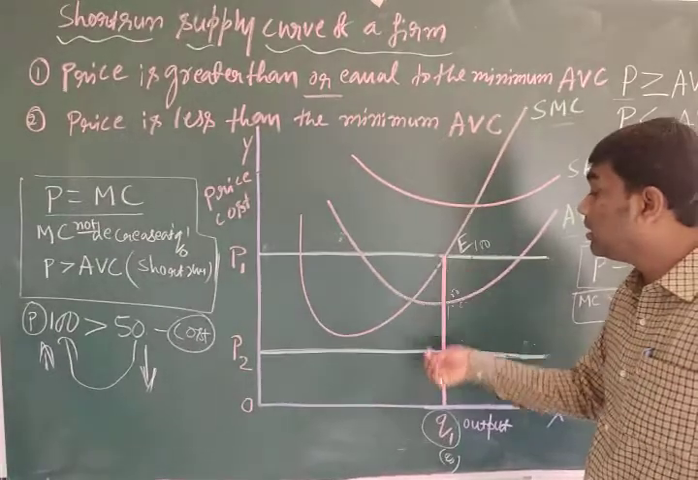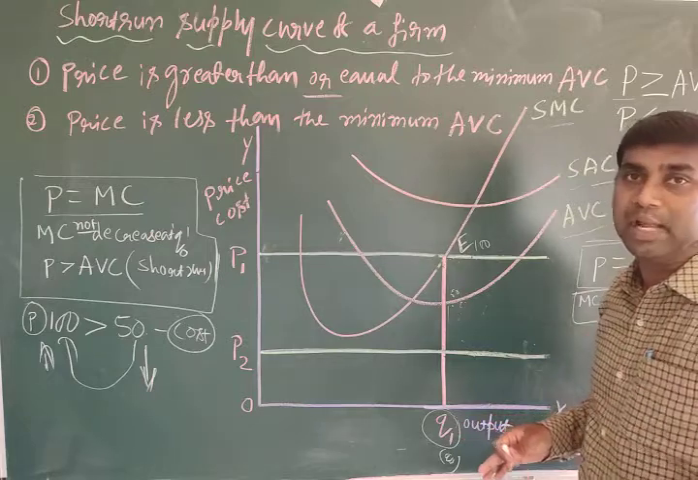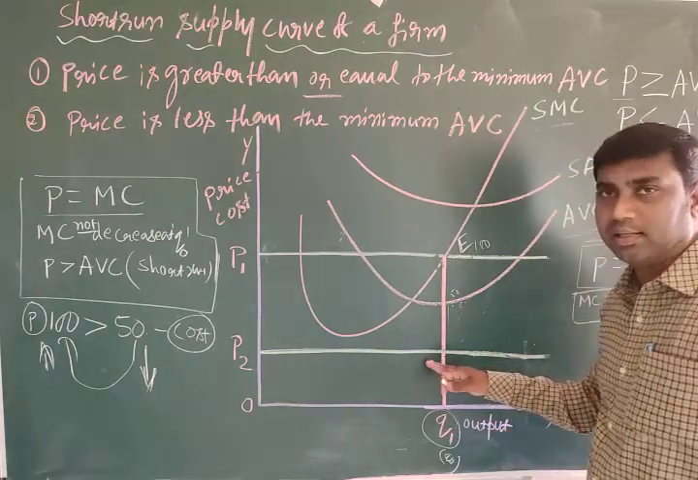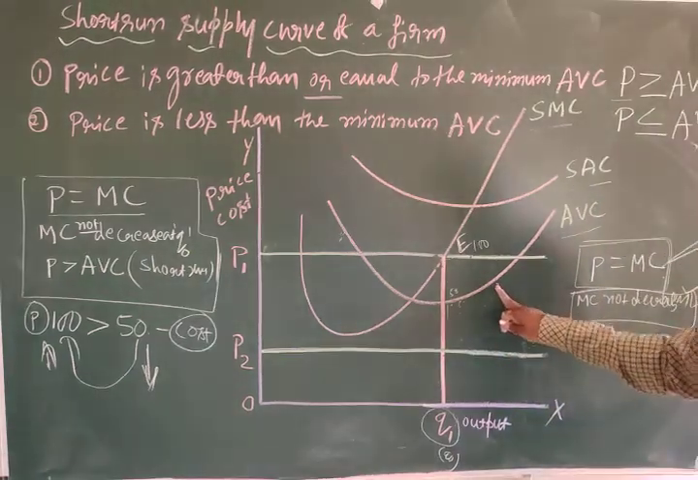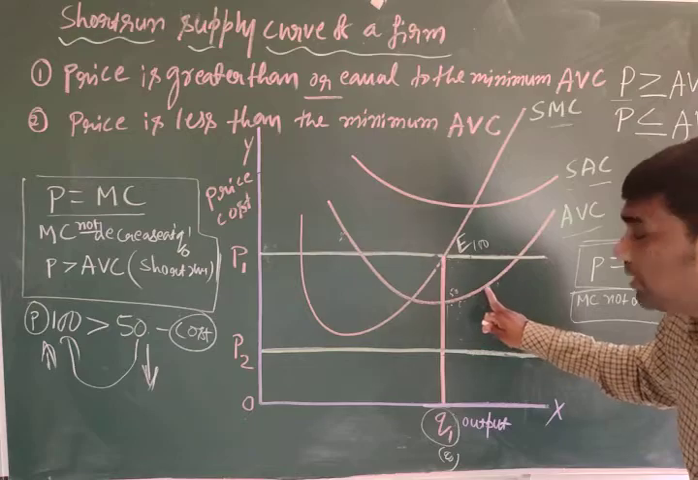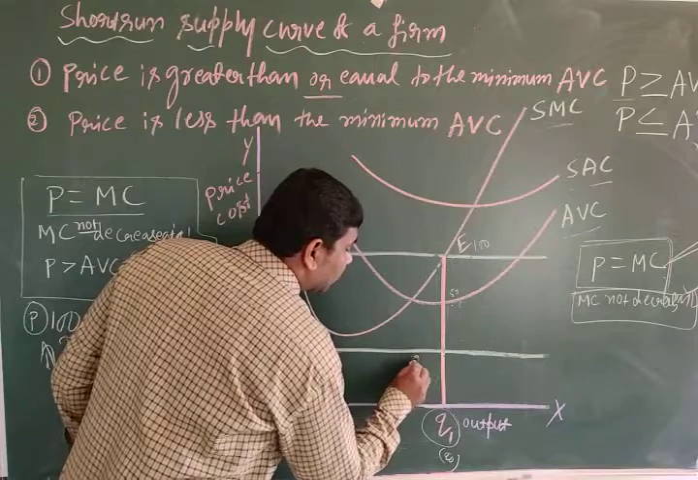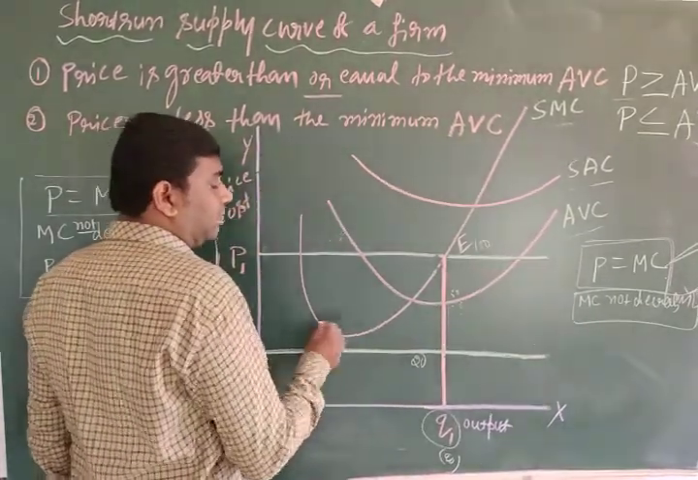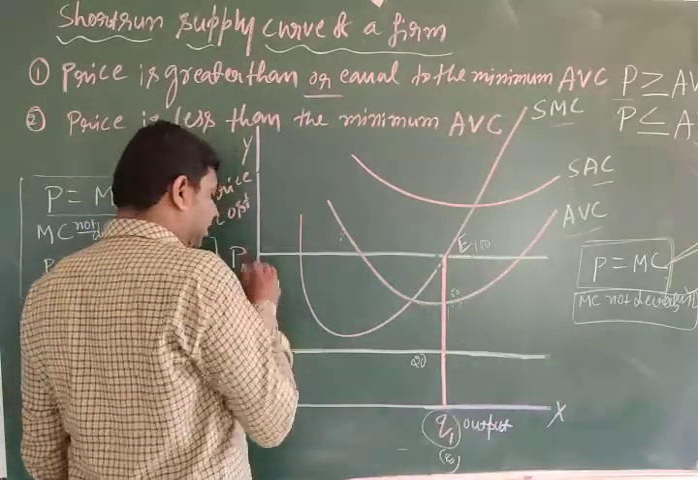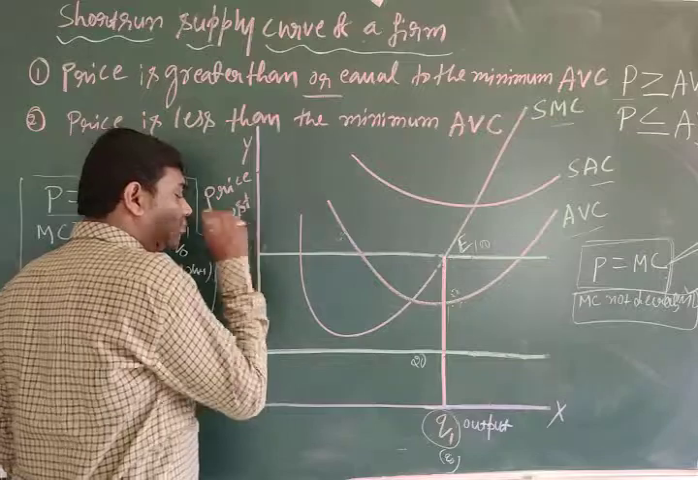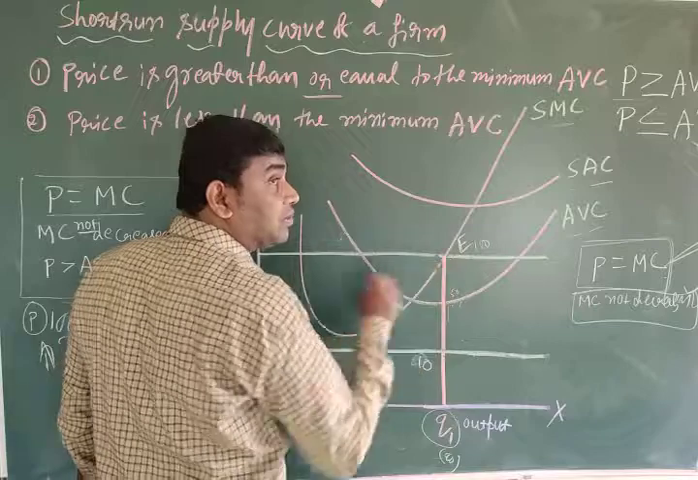That means marginal cost is more than the price. You have to imagine the price line is here. Just come to this point. Price is less than the minimum AVC. This is AVC. If the price is less than this, here cost is 50 and price is 20. Just imagination. This is 10, this is 20, this is 50, this is 100. When the price is 10, cost is 50.